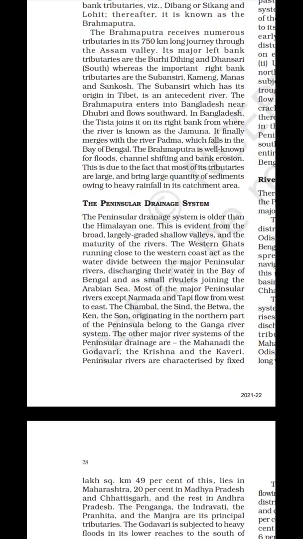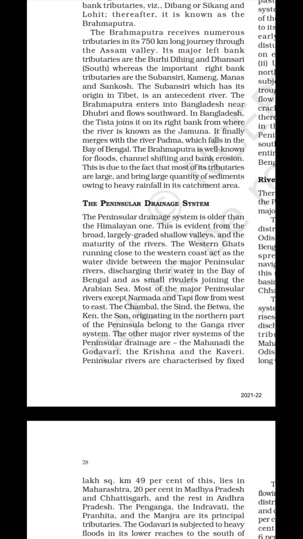The Chambal, the Sindh, the Betwa, the Ken, and the Son, originating in the northern part of the peninsula, belong to the Ganga river system. The other major river systems of the peninsular drainage are the Mahanadi, the Godavari, the Krishna, and the Kaveri.